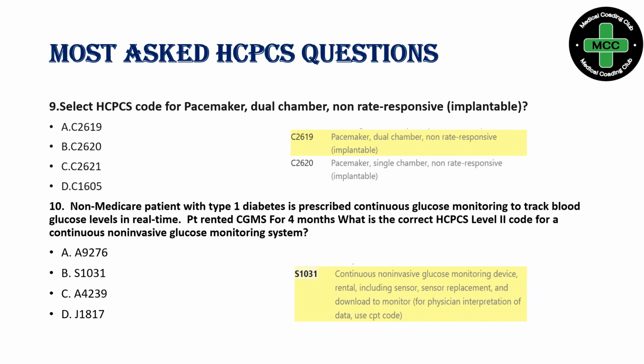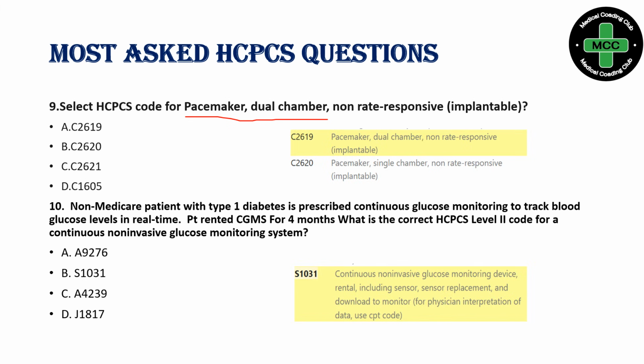Next, select the HCPCS code for pacemaker, dual chamber, non-rate responsive. So here the question is about pacemaker dual chamber. First you need to be aware of the difference between single chamber and dual chamber. Single chamber pacemaker means they will insert an electrode in only one chamber, like the right ventricle.